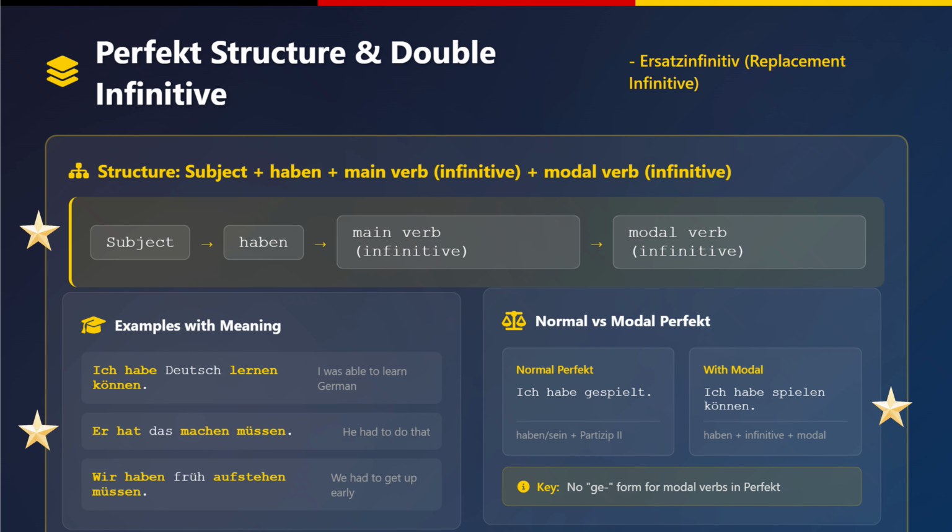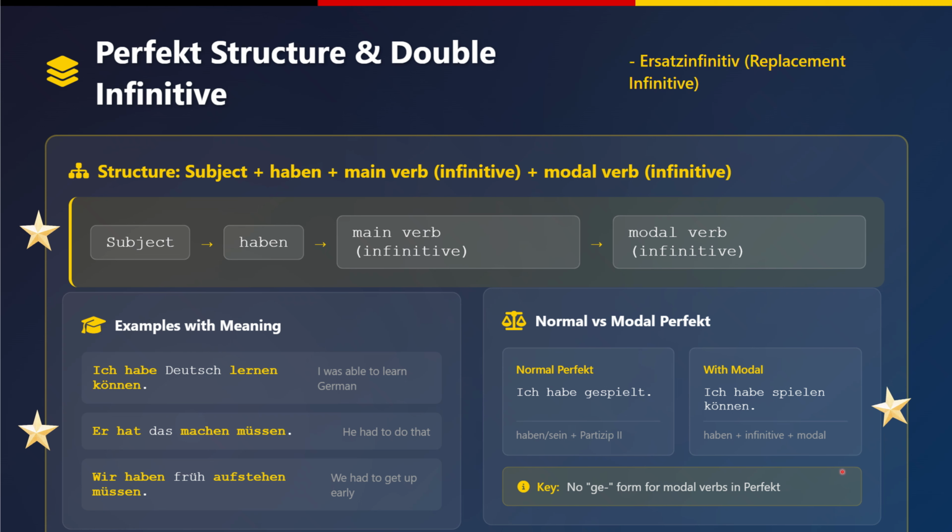Let's look at the perfect structure and double infinitive in detail. The structure is subject plus haben plus main verb in the infinitive plus modal verb in infinitive. Some examples: Ich habe Deutsch lernen können, which means I was able to learn German. Er hat das machen müssen, which means he had to do that. Wir haben früh aufstehen müssen, which means we had to get up early.